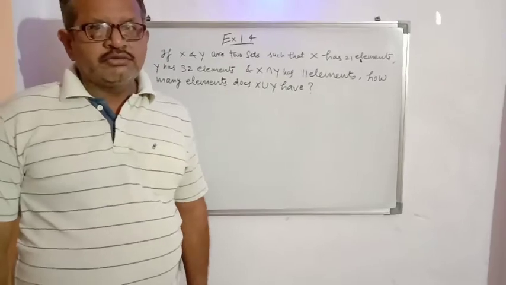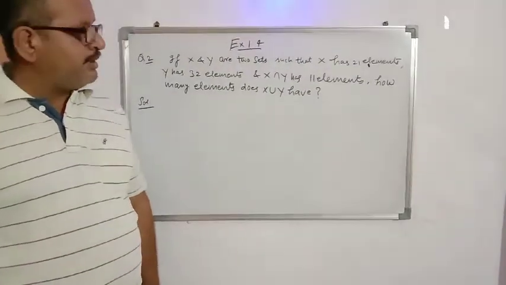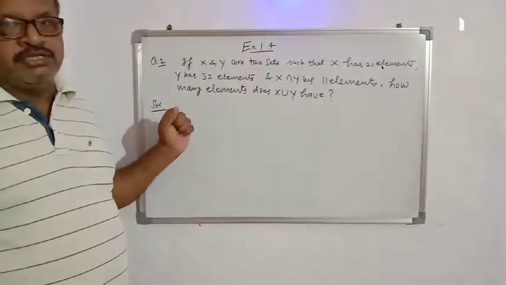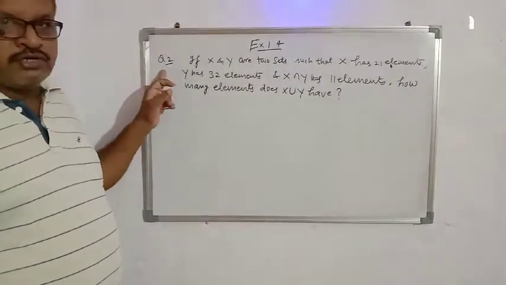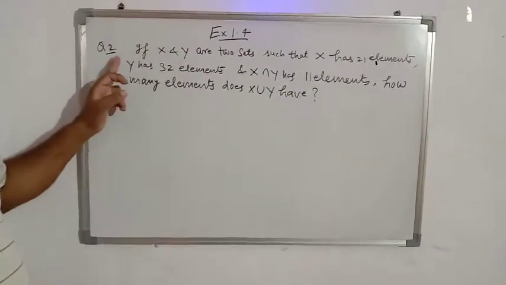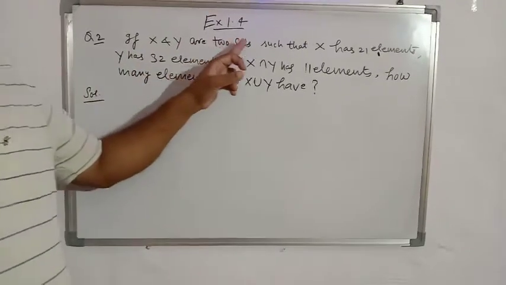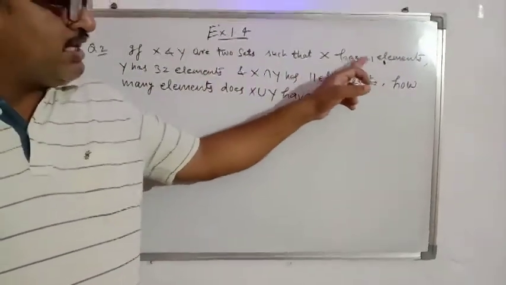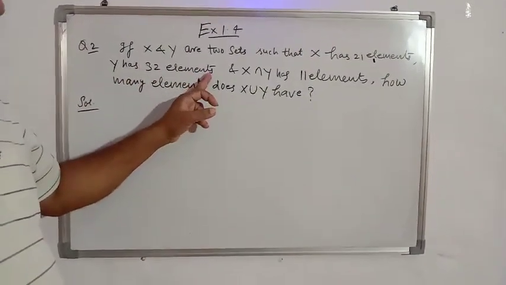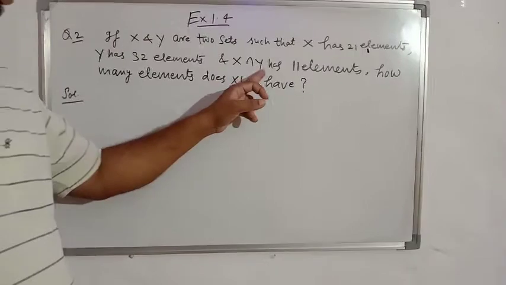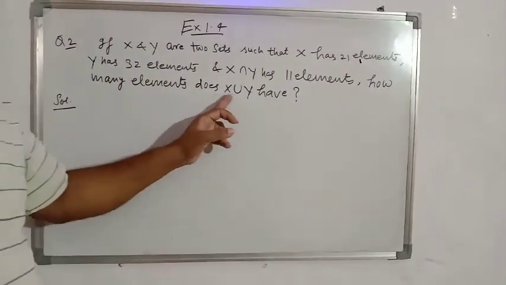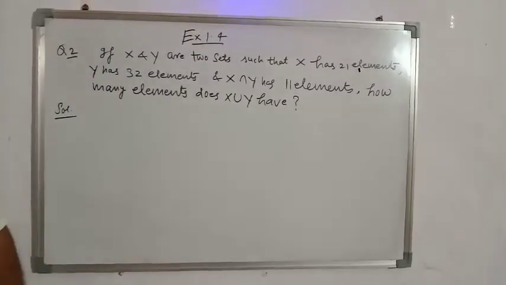Good morning, students. Today we will discuss some practical problems based on sets, problems related to the cardinal number of the sets. Here I have taken one question of exercise 1.4, question number 2. If X and Y are two sets such that X has 21 elements and Y has 32 elements and X intersection Y has 11 elements, then how many elements does X union Y have?